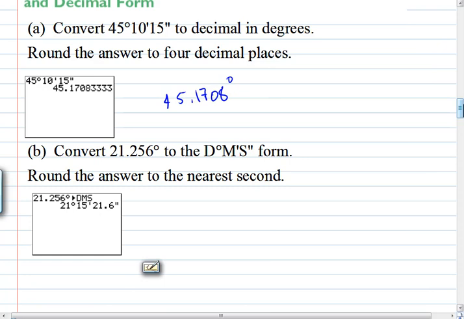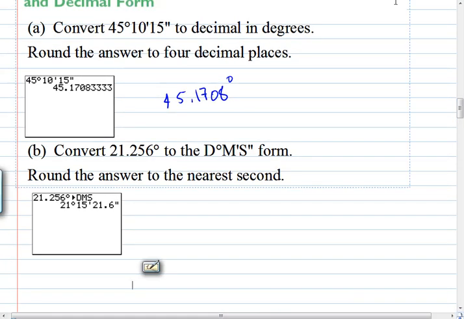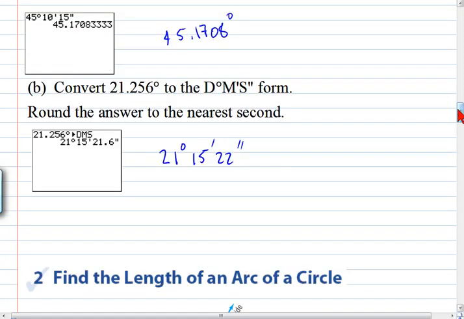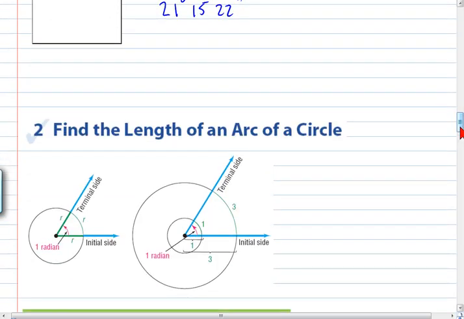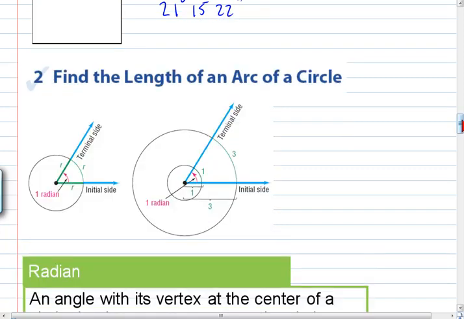Make sure that your calculator's in the right mode for the problem. And we're going to round to the nearest second. So what would we have written for our answer here? 21 degrees, 15 minutes, 22 seconds. You'll have an opportunity to practice some of these on your homework. Just not too terribly many. It's just a minor skill that you need to work on.